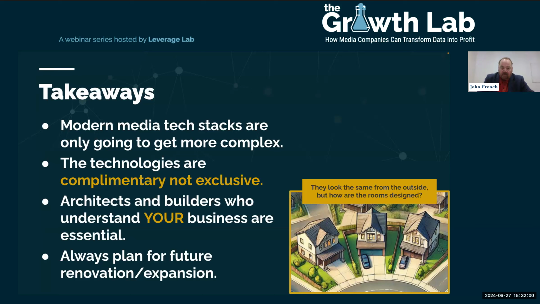And your example of the architect and the builders who understand your business. Your business is highlighted obviously for a reason. It's not always cookie cutter. You just can't go from one media company to another. They all have a lot that's the same, but then there are certain really important parts that are just different. Maybe a different platform, maybe there are more events, maybe more data products. They have to understand that going in, be able to cover that, and then always plan for the future.